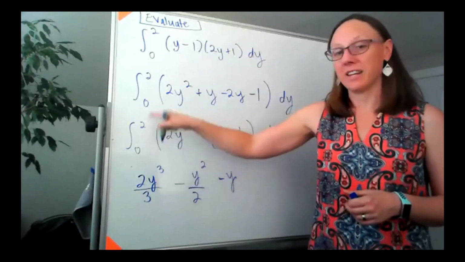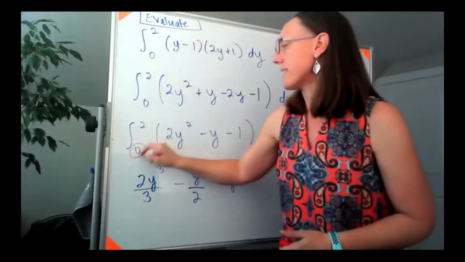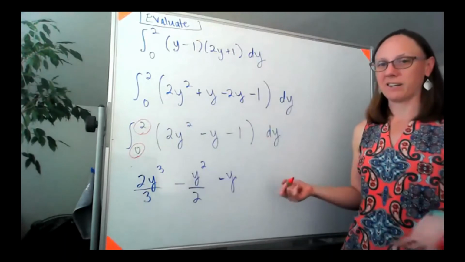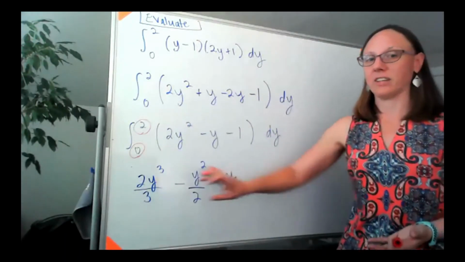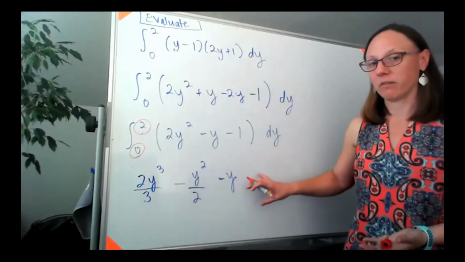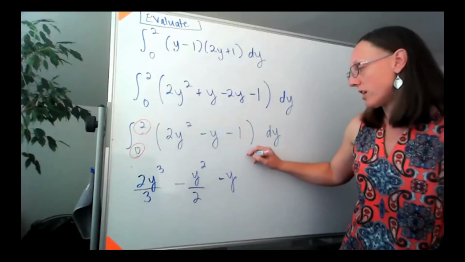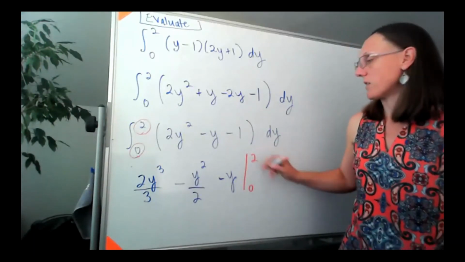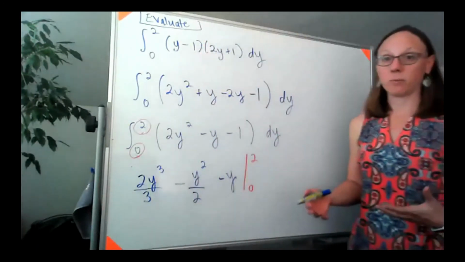Because it's a definite integral, I know that I'm going to be plugging in these endpoints. Notation-wise, I've been doing this, but I didn't explicitly say it. When we're using the fundamental theorem of calculus, after we've taken the antiderivative, if it's a definite integral and I have limits, the notation that we use is a vertical line, and we just copy those limits right over. Now we're ready to plug them in.